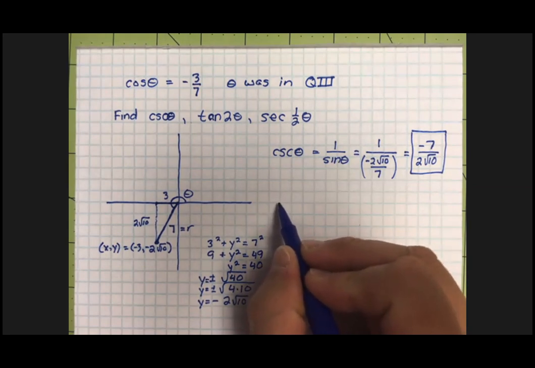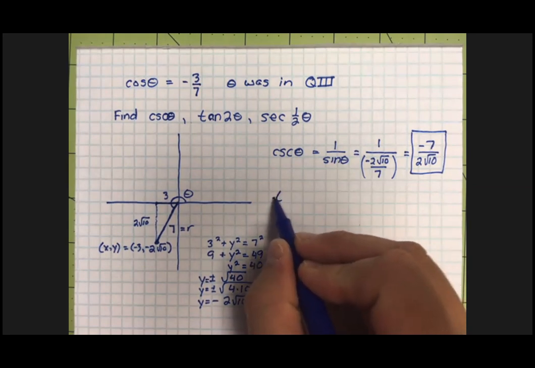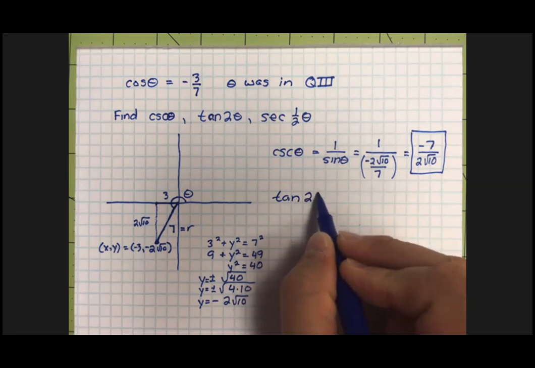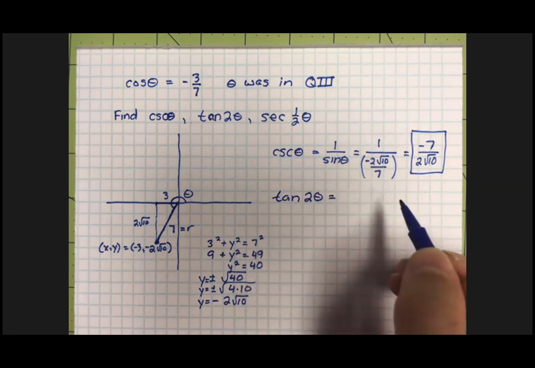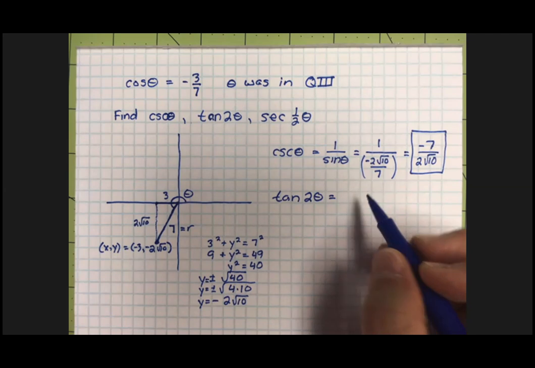Let's go for tan of 2 theta. For the tangent of 2 theta, I need this identity off my formula sheet.